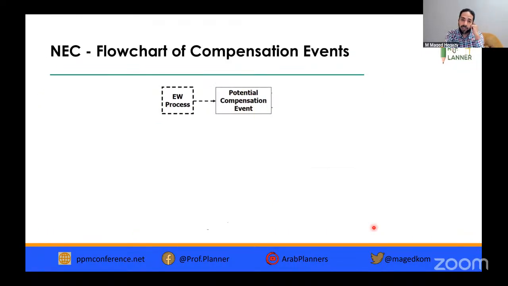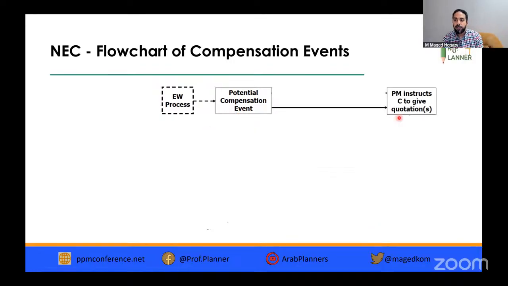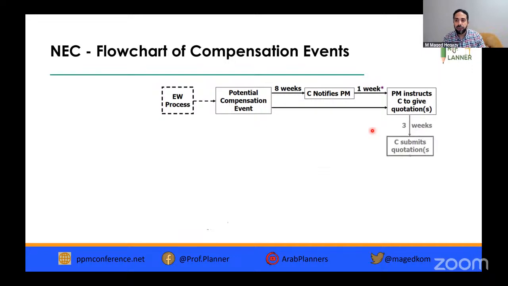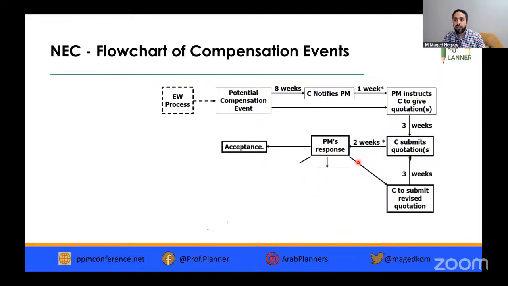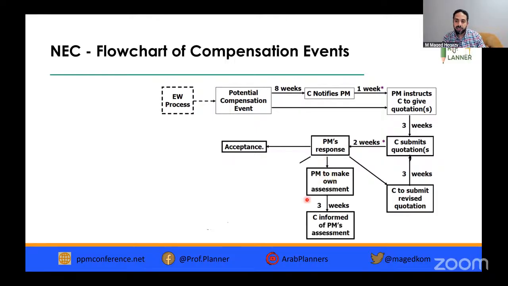In NEC, we have this early warning and potential compensation event. Then the project manager instructs the contractor to give quotations. The contractor notifies the project manager, the project manager gives the instruction to give quotation, then the contractor submits quotations. Within 2 weeks, the project manager's response can be acceptance, or a request to submit a revised quotation, or to make his own assessment, and the contractor informs the project manager of the assessment or decision not to proceed.